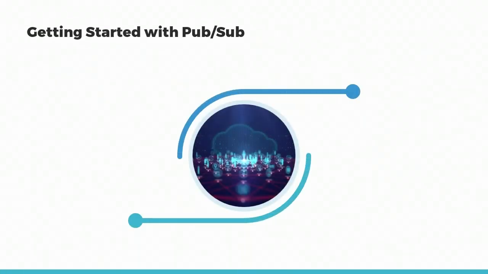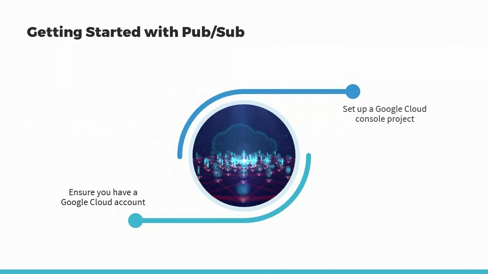Now, to get started with PubSub, we need to make sure that we have our Google Cloud account already created, and we just have to have a Google Cloud project, and that's pretty much it. You can use some of the free credits that Google Cloud offers you to experiment and test out some things with PubSub, and then you are ready to start to enable the PubSub API for that project.